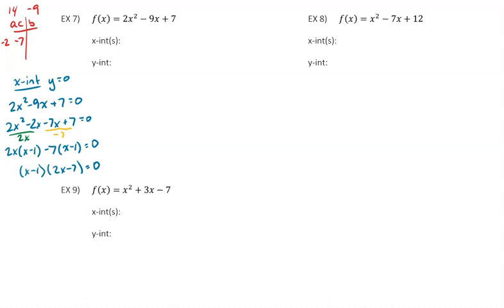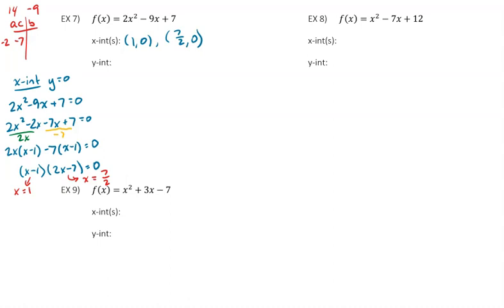And if we set both of those equal to 0, that's going to give us our two x-intercepts. In this case, x equals 1 and x equals 7 halves. So to put them as intercepts, it would just be (1, 0) and (7/2, 0).